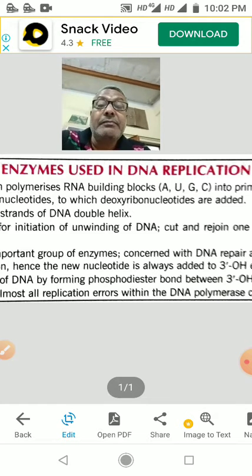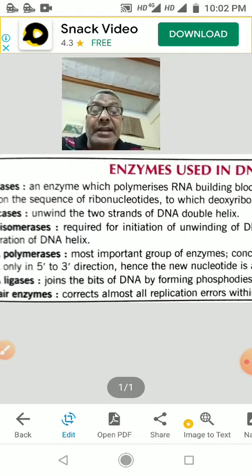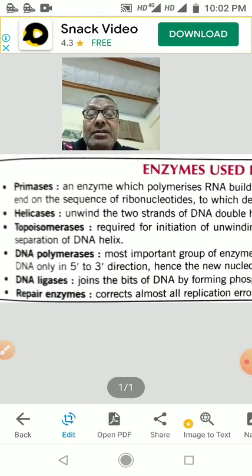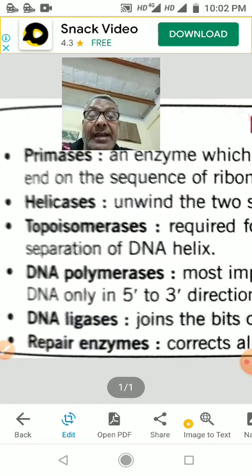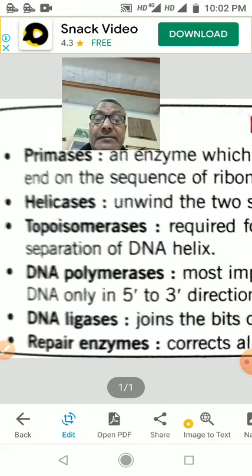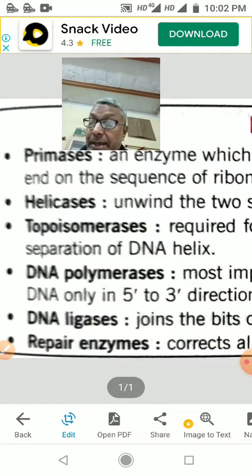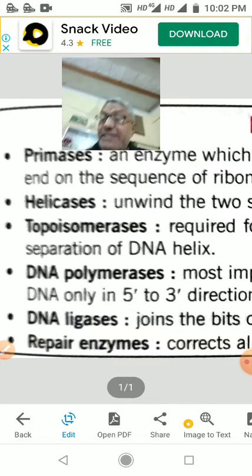There are many enzymes which are involved in DNA replication. So the different enzymes are primase, helicase, topoisomerase, DNA polymerase, DNA ligase, repair enzyme. So the first enzyme is primase.